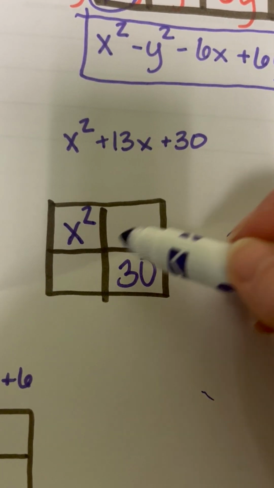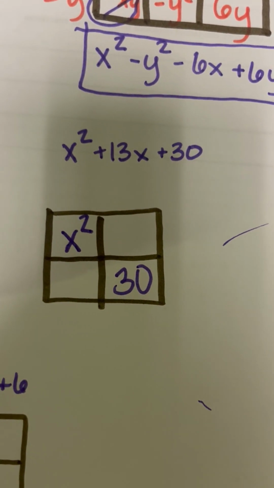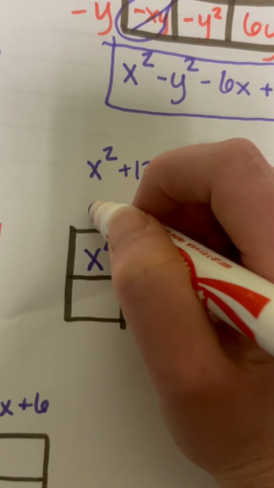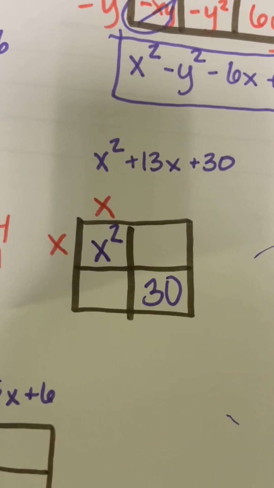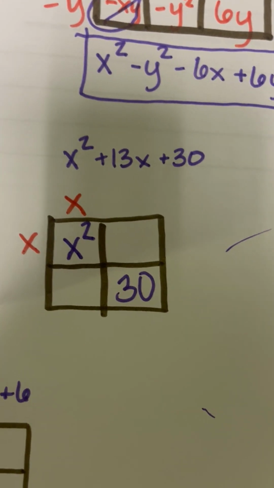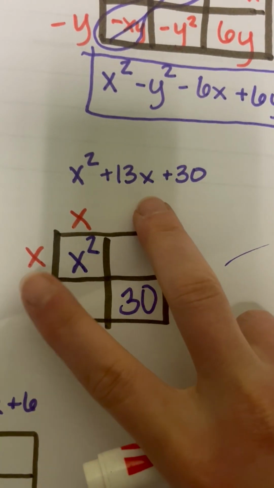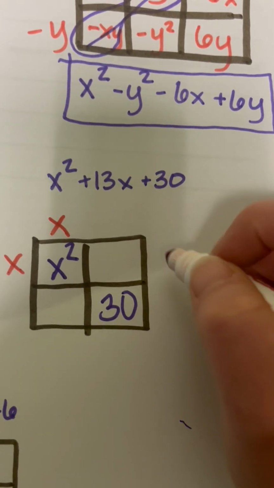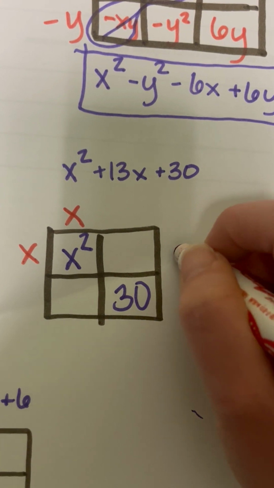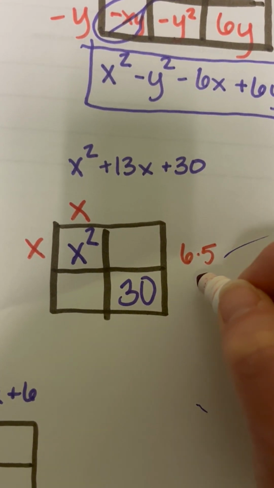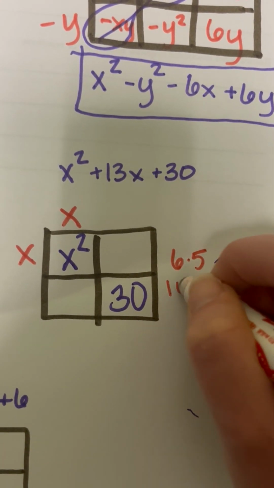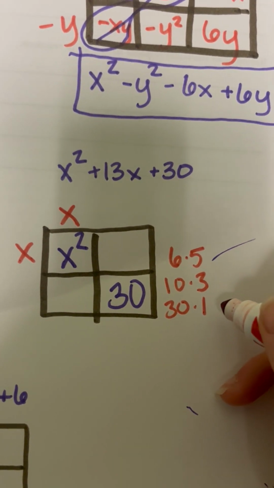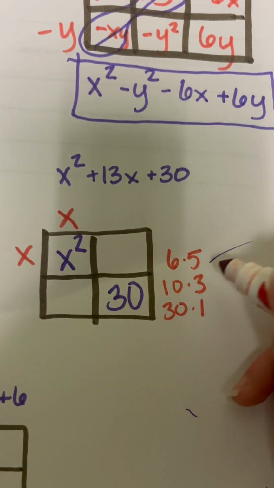And I don't know what's going to combine to make 13, but I can start figuring out my logic puzzle here. If this is x squared, I know that it has to just be an x times an x. Easy. And now I think, okay, there's 2 constant numbers that multiply to make 30. Let's think of some things that multiply to make 30. We've got 6 and 5. We've got 10 and 3. We've got 30 times 1.